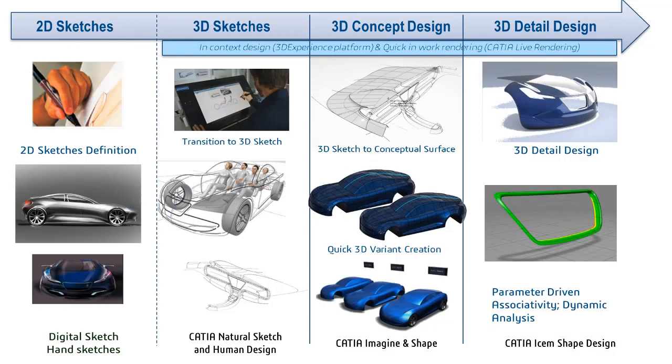Here's a look at the various aspects of a typical studio process. It often starts with 2D sketches, and they can be either hand sketches or digital, to 3D sketching with our natural sketch product in CATIA, to digital sculpting with subdivision modeling found in Imagine and Shape, and finally surface refinement in CATIA ISOM Shape Design.